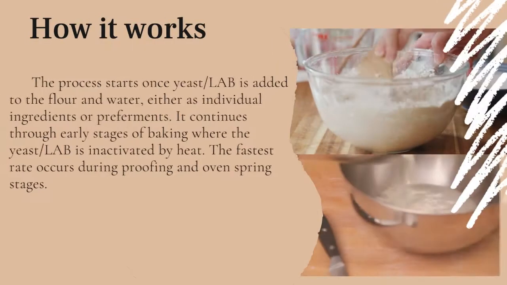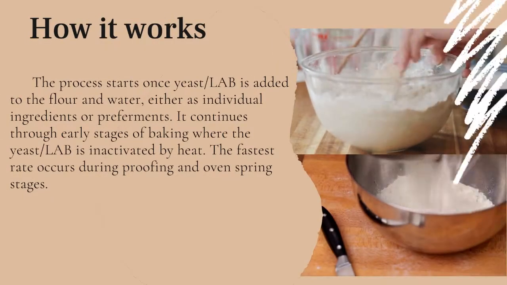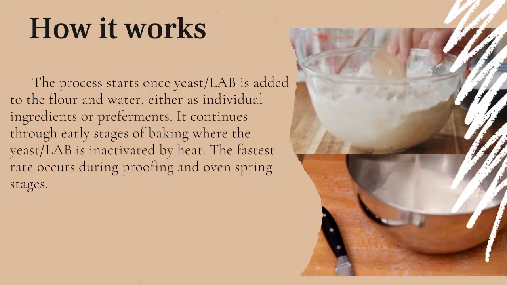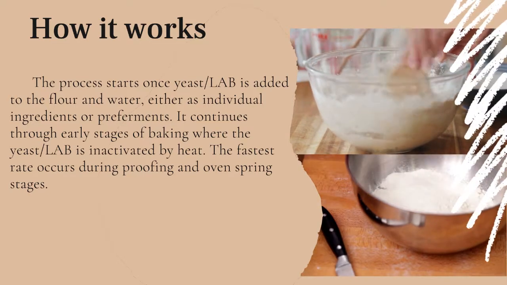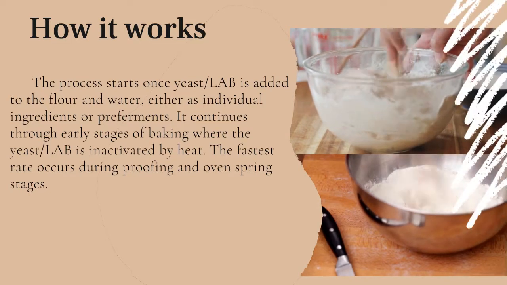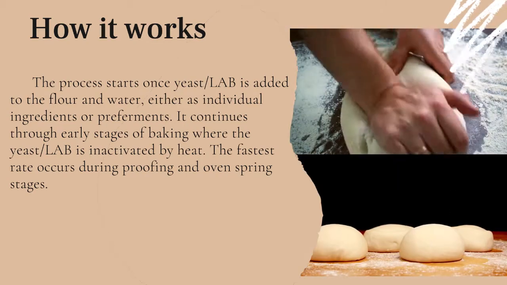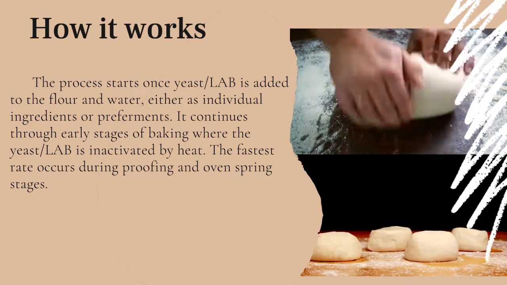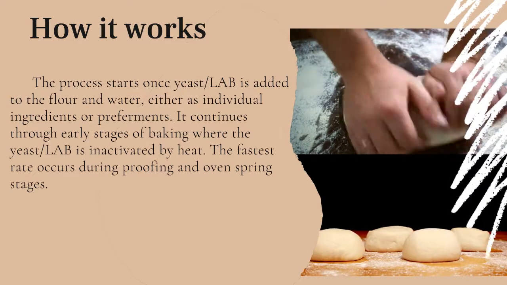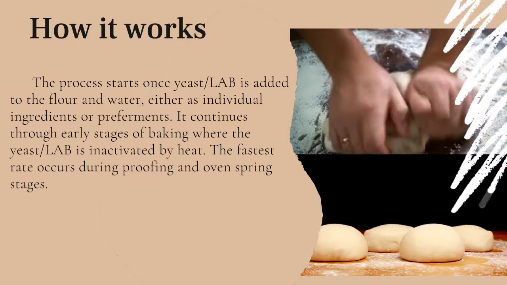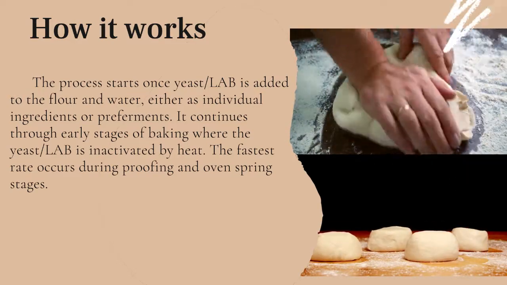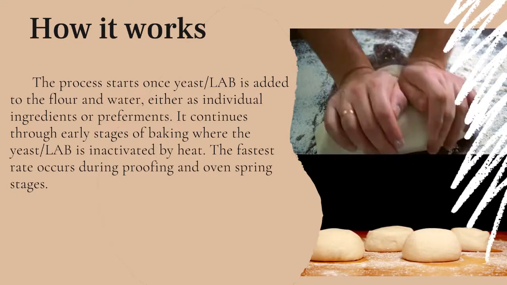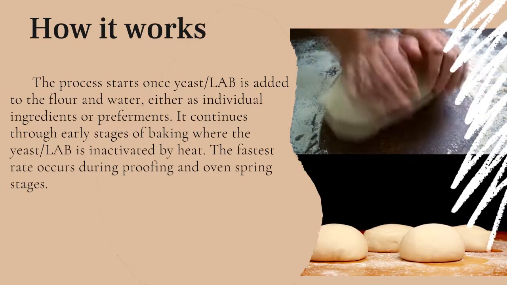The process starts once yeast is added to the flour and water, either as individual ingredients or pre-ferments. It continues through early stages of baking where the yeast is inactivated by the heat. The fastest rate occurs during proofing and oven spring stages.